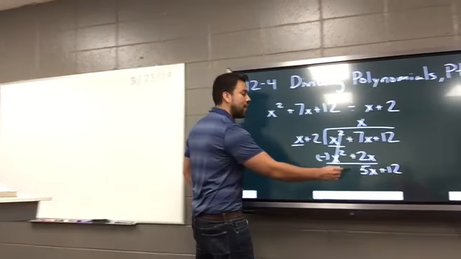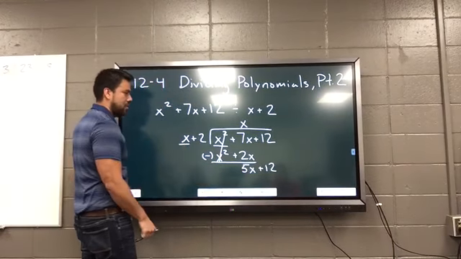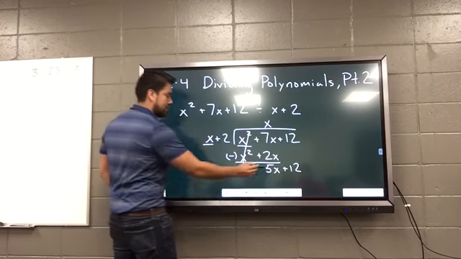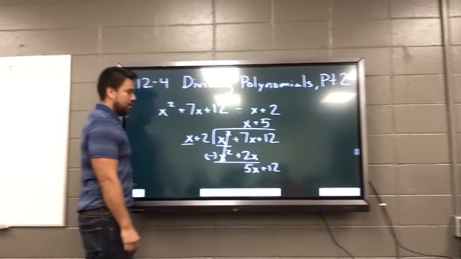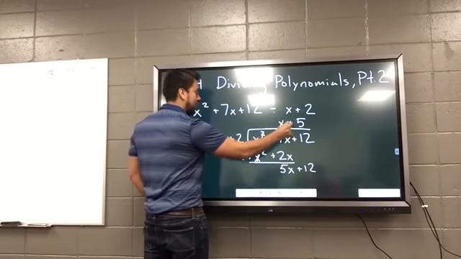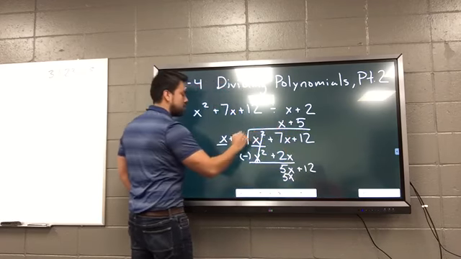Okay, what's 5x? Back to dad. What's 5x divided by x? Positive 5. Okay? Then we multiply. What's 5 times x? 5x. What's 5 times 2?